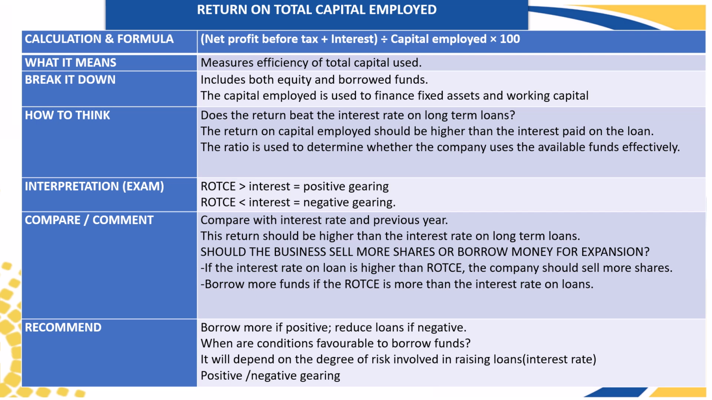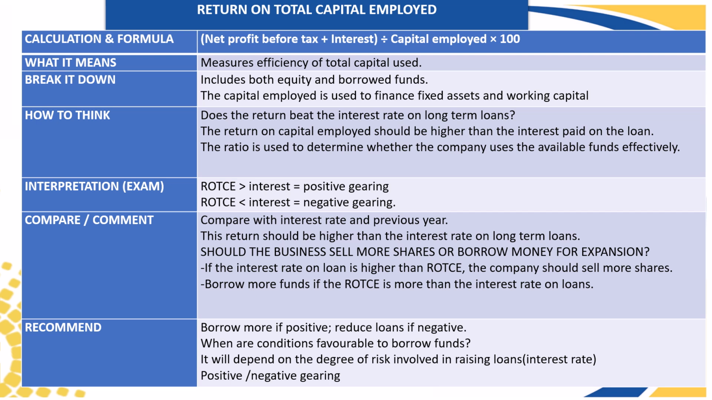If your interest rate on the loan is 10% and your return on total capital employed is 15%, then you did a good job. You manage your business well. You use the loan in a good way, so you have effective use of your available funds. You earn 15%, you have to pay 10%. So after you've paid your interest, you still have profit left for the business.